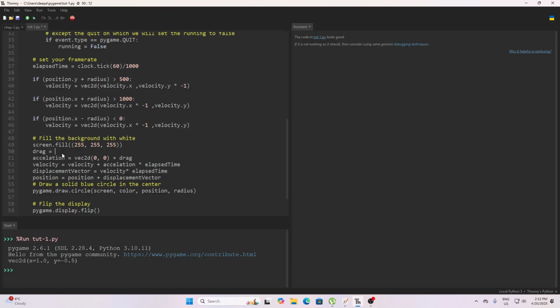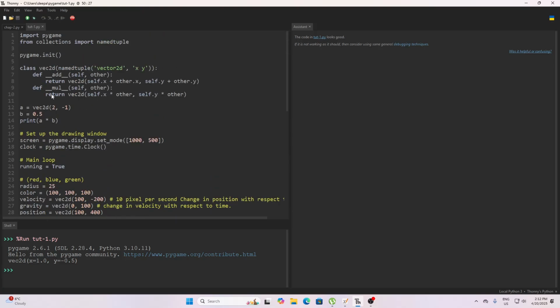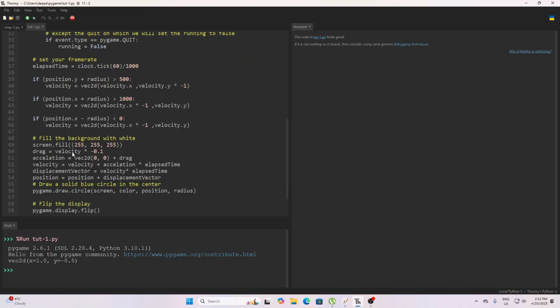Okay, 0.5. So let's say we want to find the minus velocity. We'll use the velocity from the previous frame and multiply it by minus. We can do 0.1. Remember, we write velocity first, and then the factor. If we do it the other way around, it will not work. Now we don't have to write 0 plus drag because that is the same as drag. So now our acceleration is just drag.